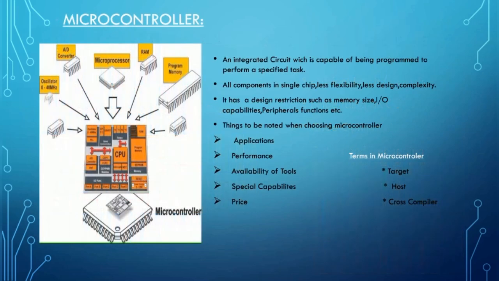Microcontroller. A microcontroller is an integrated circuit which is capable of performing a specified task. It is designed to do a specific task, whereas a microprocessor can be designed to do all different tasks. Terms in microcontroller: target, host, cross compiler.